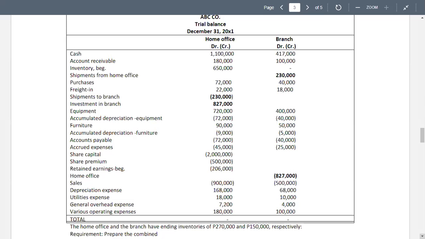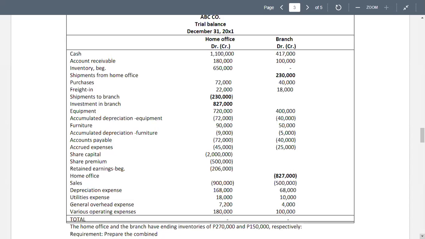The third column will be your elimination. But before you extend to the elimination column, in a journal, you have to prepare your elimination entries. So, go to the journal, prepare elimination entries.